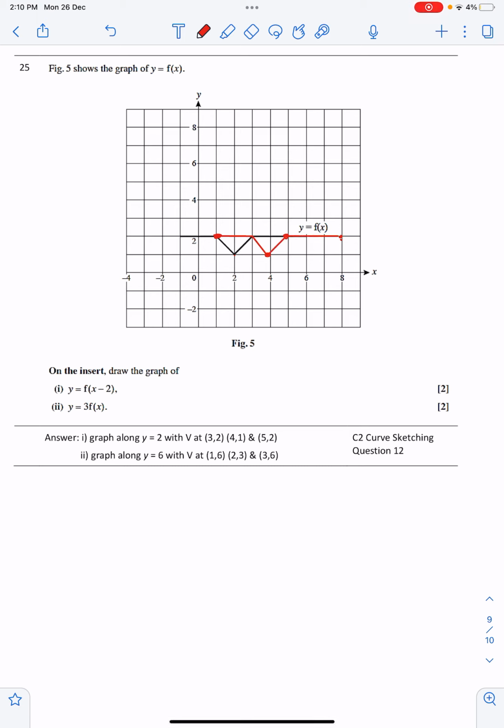This is the graph. In the second part you have to give it a vertical stretch with stretch factor 3. So whatever is the distance from the x axis, you have to make it thrice the distance. So it's going to come on to 6. The point which is on 1 is going to go on to 3. So the final graph is going to be somewhat like this.